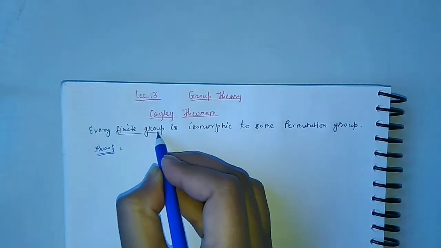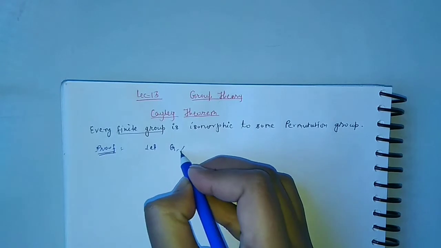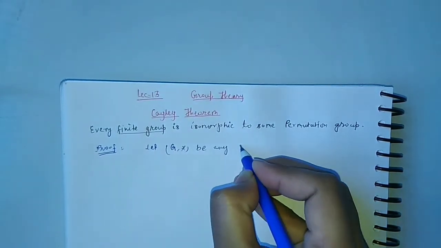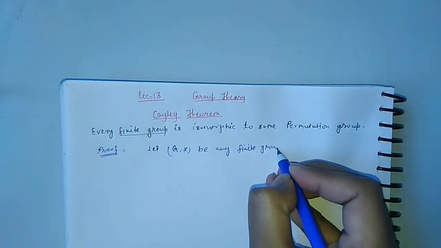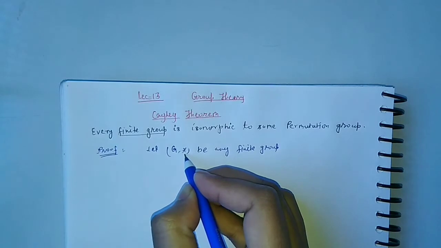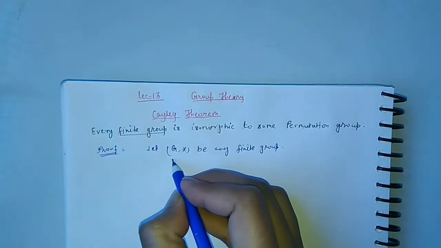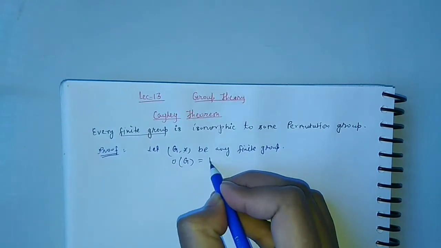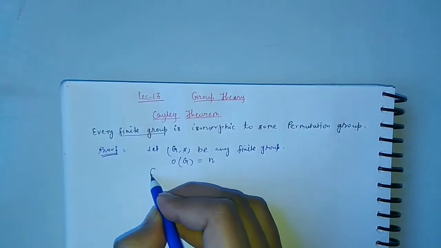First we have to consider a finite group. So let (G, star) be any finite group, where star is a binary operation defined on this group G. And let the order of group G be n, that is, there exist n elements in this group.